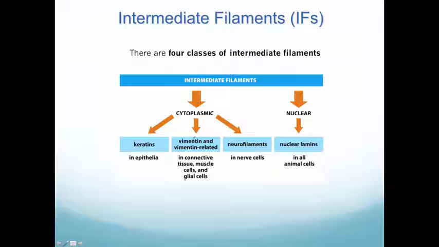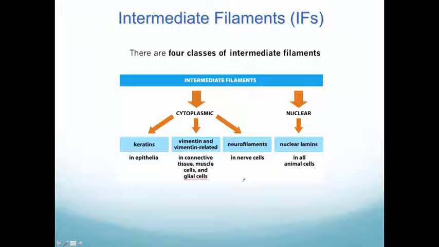You have vimentin, the intermediate filament protein found in connective tissue, muscle cells, and glial cells. Glial cells are support cells of the nervous tissue. And then you have keratins, which are found in the epithelium. One thing to keep in mind, these are 4 different intermediate filament proteins made from 4 different genes, but they all make intermediate filaments. They all function the same way and form the same type of filament structure, even though they're different proteins.